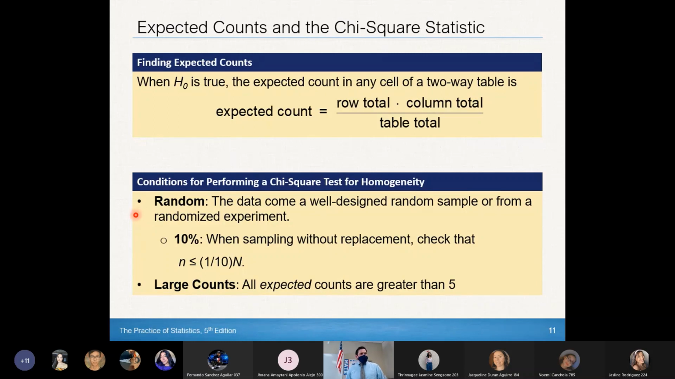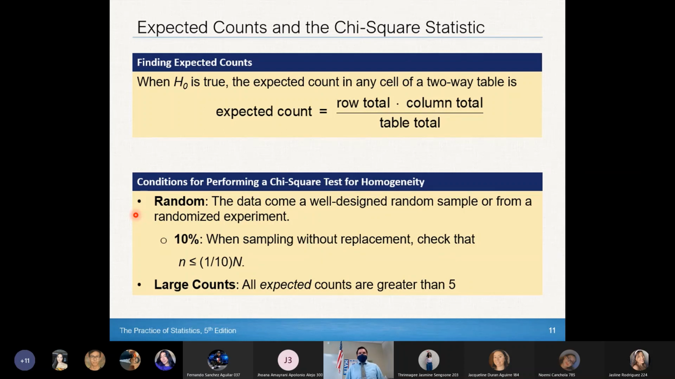Then we have our conditions for performing a chi-square test for homogeneity. Whenever we perform inference, there are conditions to check. We have our random condition: the data come from a well-designed random sample or from a randomized experiment. There is a little piece missing from this definition for random, and it comes up later.